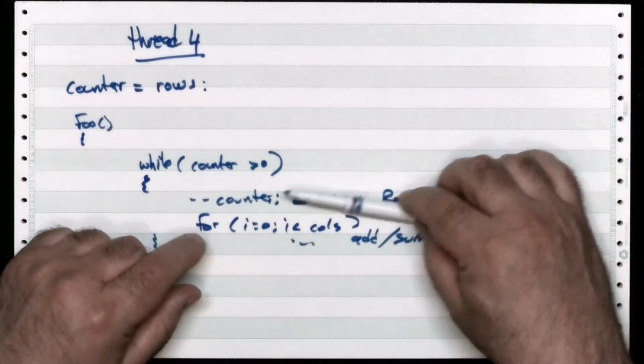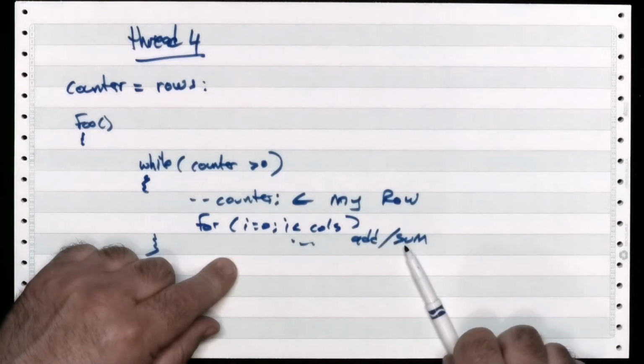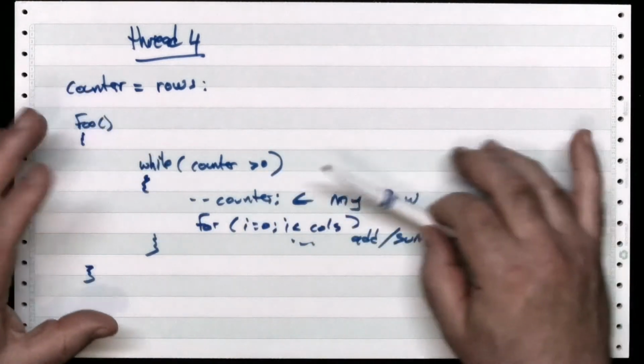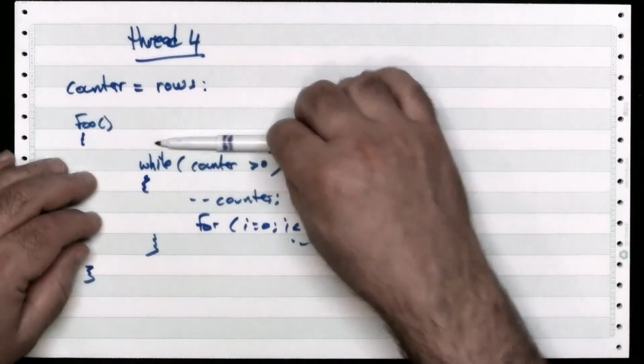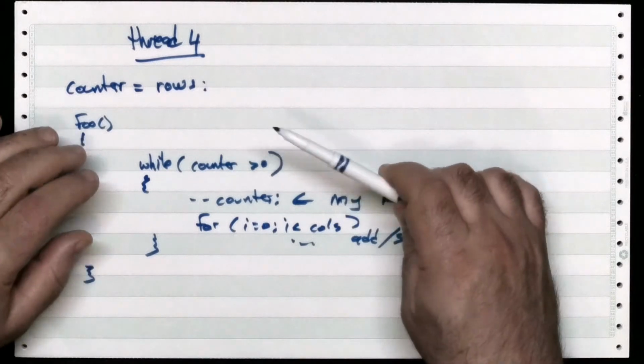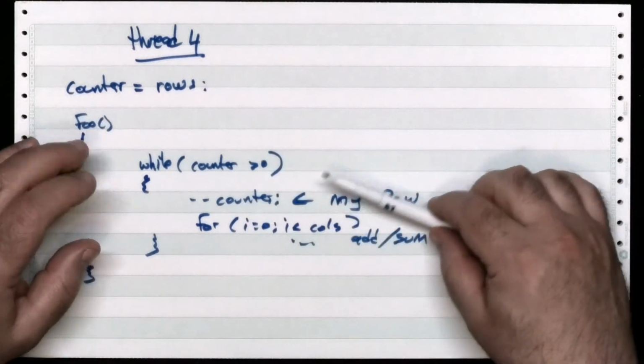And what if one thread decrements the counter while the other one's using it as its row number? All of a sudden, it's going to be adding up all the wrong rows. We've got to figure out how to synchronize all this stuff. We can put a big lock in here, but that really won't solve the problem, as we said before. It'll just serialize the whole thing and not give us any real parallelism.